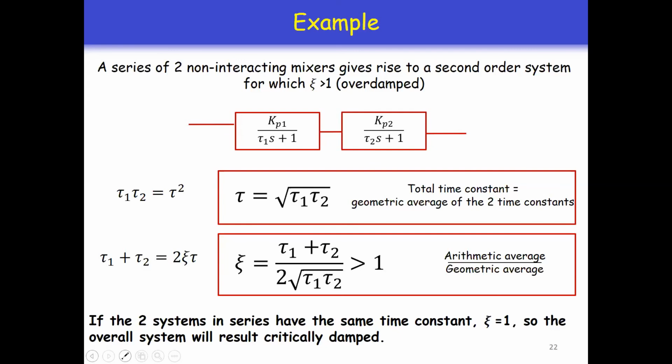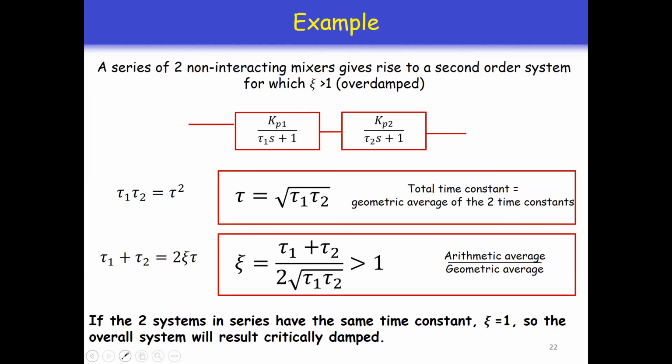What if tau 1 is equal to tau 2? What if two systems in series have the same time constant? Simply, psi, the damping factor, will be, in this limiting case, equal to 1. And so the overall system will be critically damped. And so critically damped systems are a particular case of overdamped systems. So guys, are you still there? Is that clear? Yes.